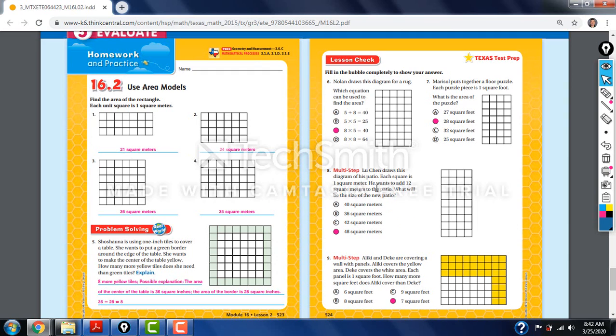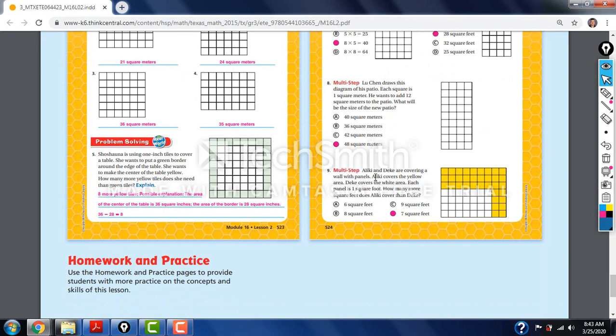Multi-step one. Lu Chen draws the diagram of this patio. Each square is 1 square meter. He wants to add 12 square meters to the patio. What will be the size of the new patio? So you're going to add 12. So 1, 2, 3, 4, 5, 6, 7, 8, 9. 1, 2, 3, 4, 5, 6, 7. I'm sorry, I'm not seeing it all right now. So you multiply length times width, and then you add 12 to it, and you should get 48 square units. Okay, let's go to the next one.